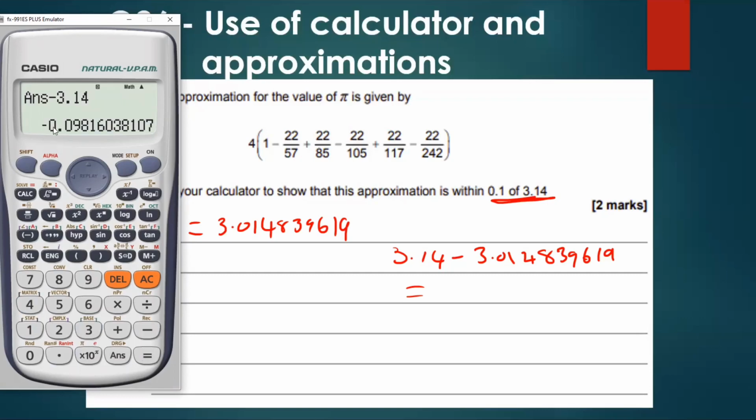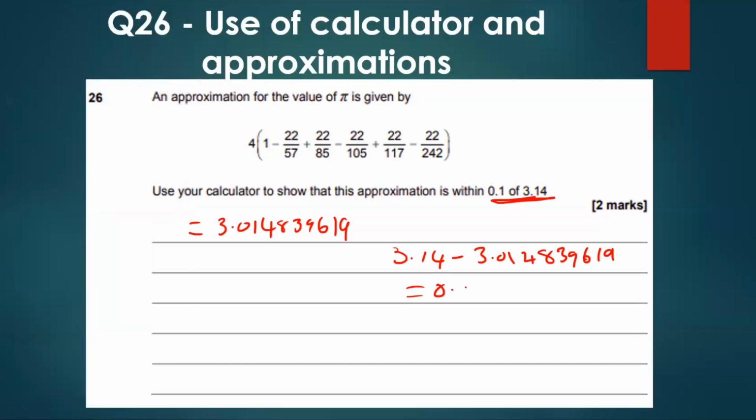I can just click minus. Taking 3.14 gives me an answer of minus, but obviously I've done it the other way round because I've done 3.14 minus it. I should have done 3.014839619 minus 3.14. It's going to give me a minus number, so just forget about the minus because I've written it that way. So it's going to be 0.09816, sorry, I've just rounded that up to the nearest ones. So 0.0986, and that is within 0.1. So 0.1 is bigger than that. So it's within 0.1 of 3.14, because obviously that 0.9 would round up to 0.1. So it's within 0.1 of 3.14.